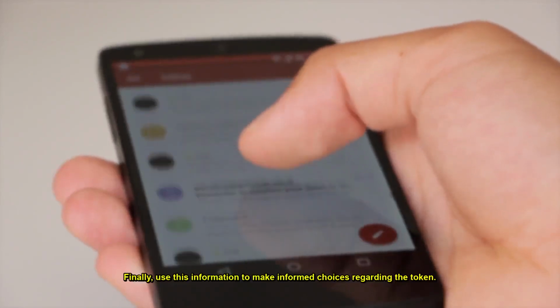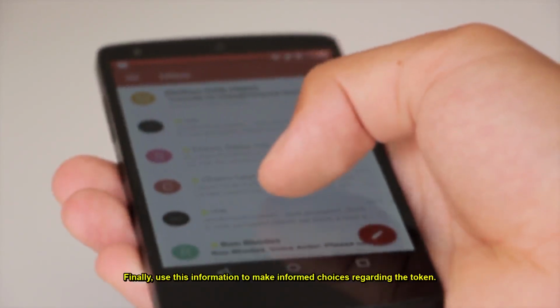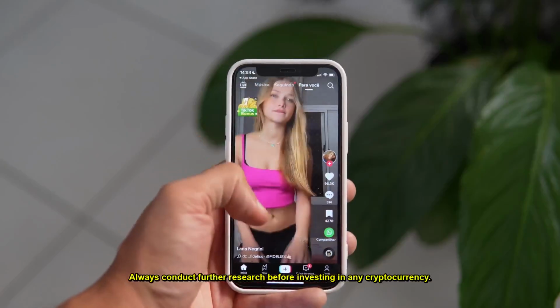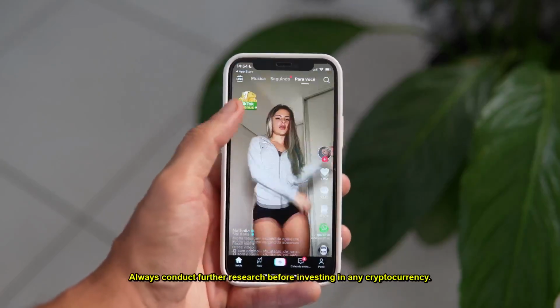Finally, use this information to make informed choices regarding the token. Always conduct further research before investing in any cryptocurrency.